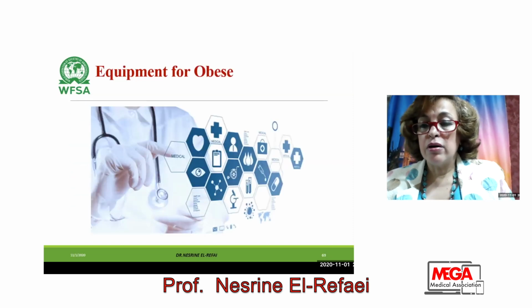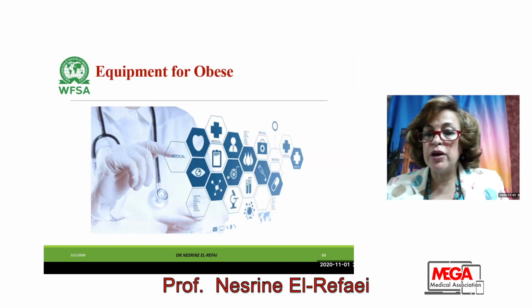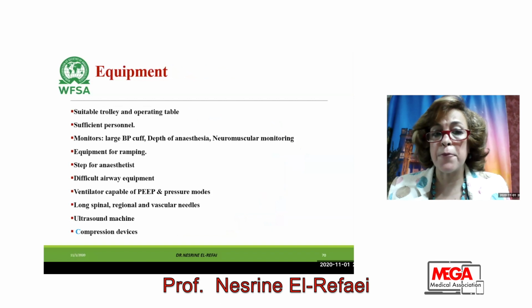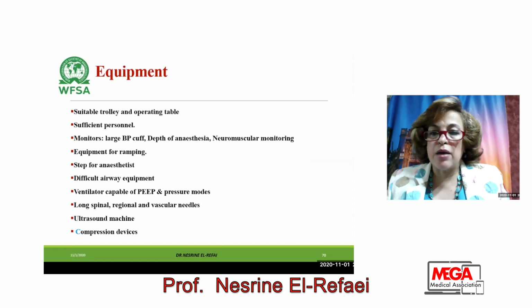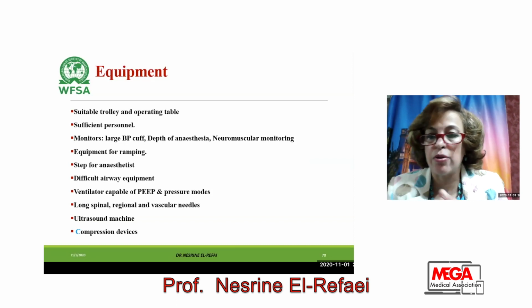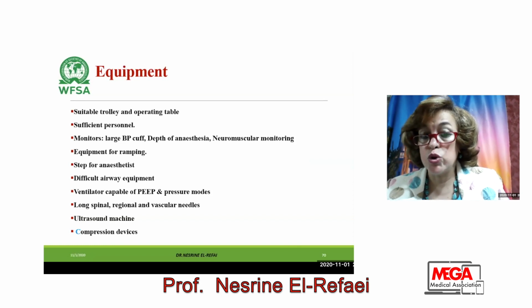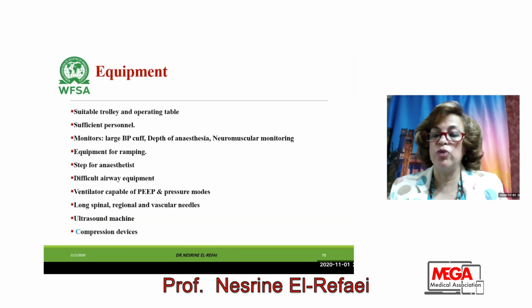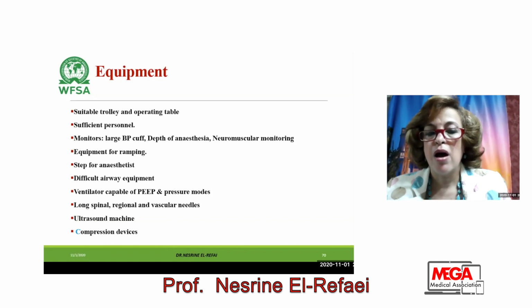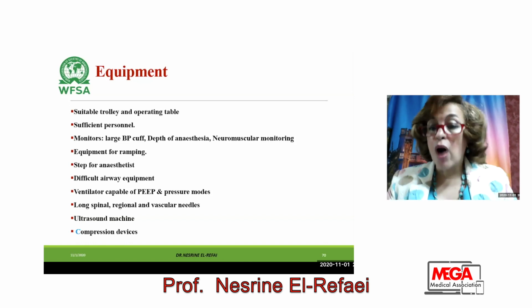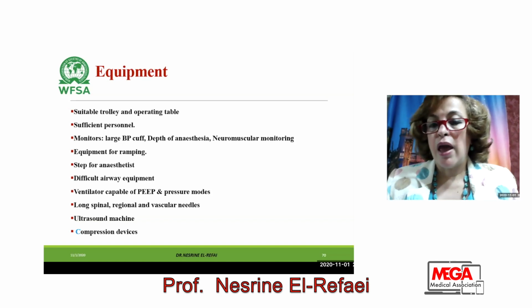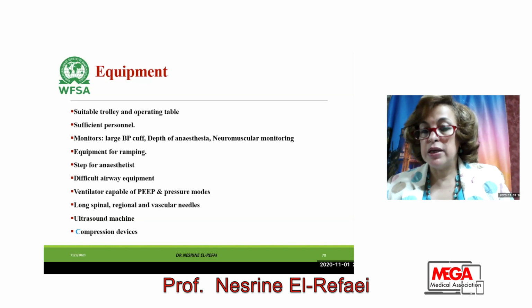What are the technical problems with obesity? We have to be ready with the equipment needed for the obese patient, such as a suitable trolley and OR table. Sometimes we put two tables together if the patient is super obese. Sufficient personnel are needed to help in monitoring and carrying the patient. The monitors you need are a large blood pressure cuff and a depth of anesthesia monitor. Why? Because we found that there is high risk of awareness in these patients. And neuromuscular monitoring is mandatory.